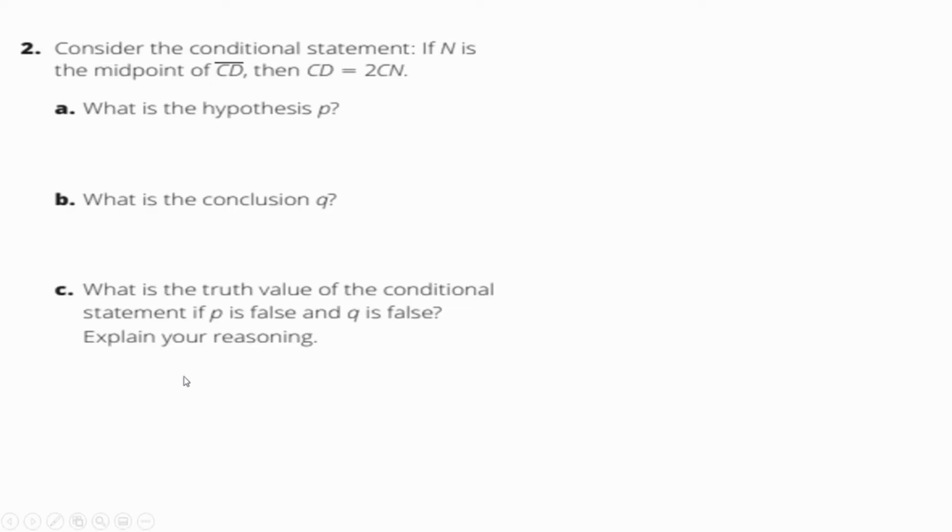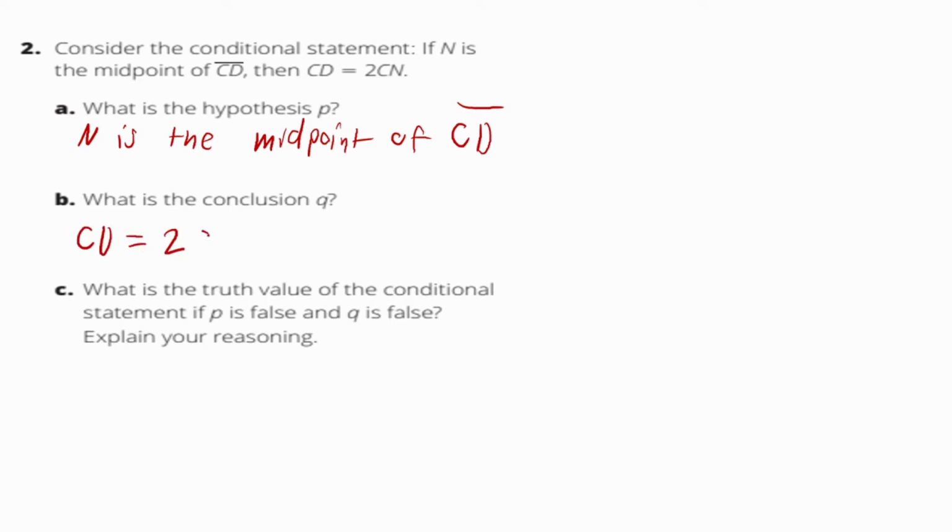It says, consider the conditional statement: if N is the midpoint of CD, then CD equals 2CN. What is our hypothesis? That's our if section. It's N is the midpoint of CD. And our conclusion is CD equals 2CN.